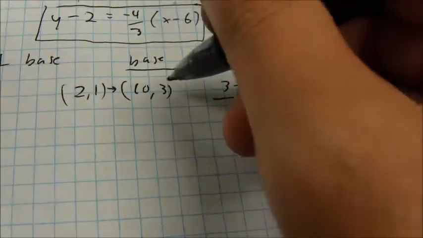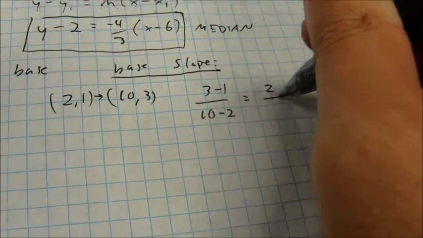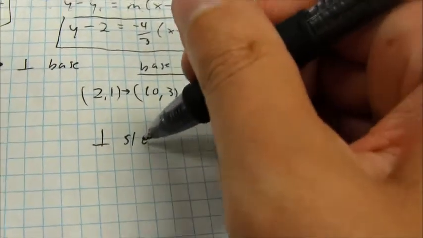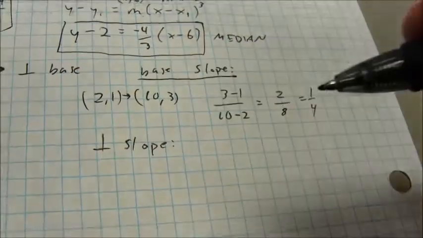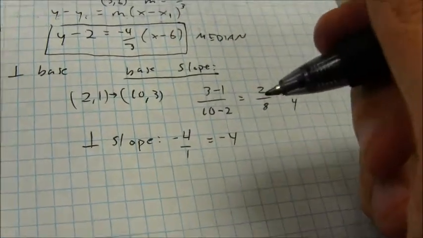Okay, so y2 minus y1, that's going to be 3 minus 1. x2 minus x1 is 10 minus 2. That's going to be 2 over 8. Simplifies down to 1/4. The perpendicular slope is going to be the opposite reciprocal, or you could call that the negative reciprocal. And that is going to be negative 4 over 1, or negative 4. So now I can substitute all that into point slope form.